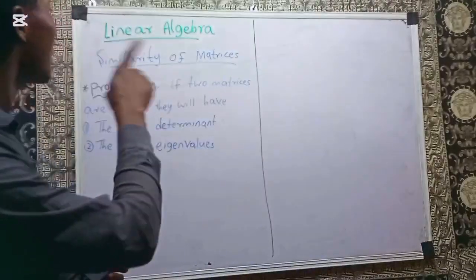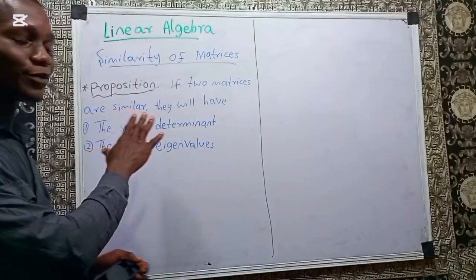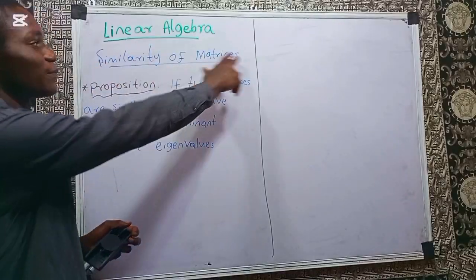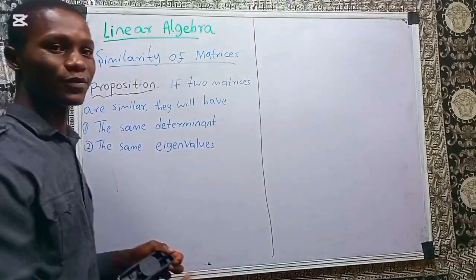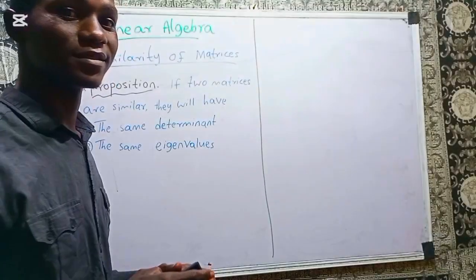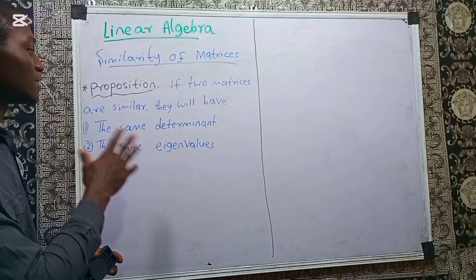This is the linear algebra class, and today we have this proposition on the board here. We want to prove this proposition. Under this topic we introduced in our previous video, similarity of matrices. We saw the definition of similar matrices. So let's look at this proposition.